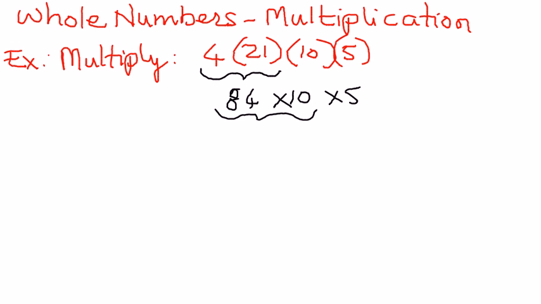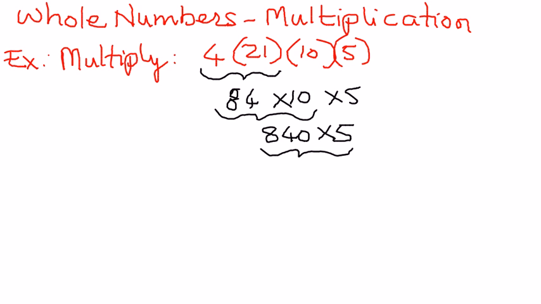84 times 10 is 840. Whenever we multiply a number by 10, we're just going to add another 0 to the number. So in this case, 84 times 10 is 84, and then we write the 0 next to it. That becomes 840. Now we take that and multiply that by 5.